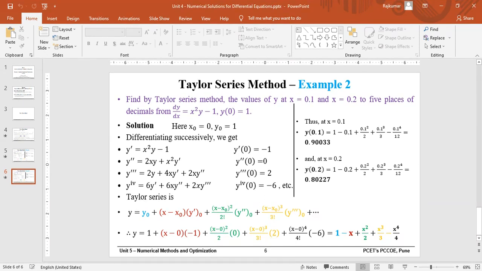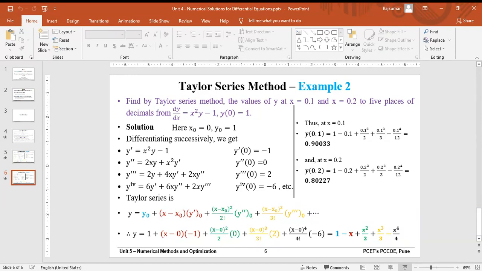Okay, so we will go back again to example number 2. The equation for dy/dx is given, initial values are given, and you need to differentiate this equation again and again to get the values of y'(0), y''(0), and so on. So this is the equation given to you; put initial values x₀ and y₀, and you get y'(0) as 1.